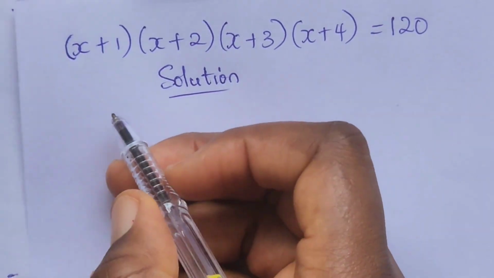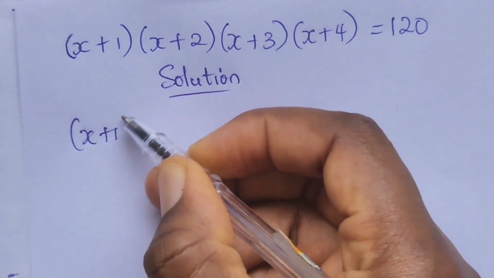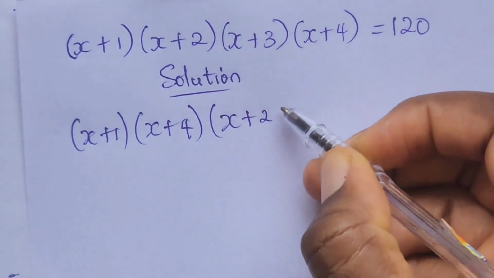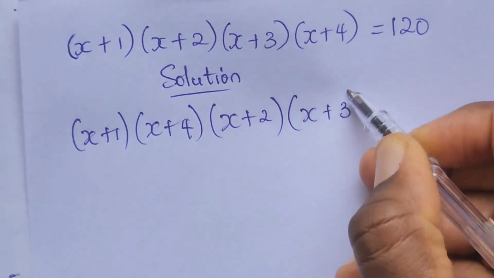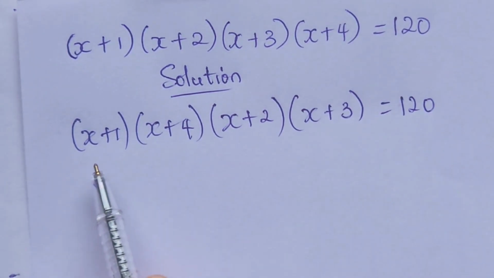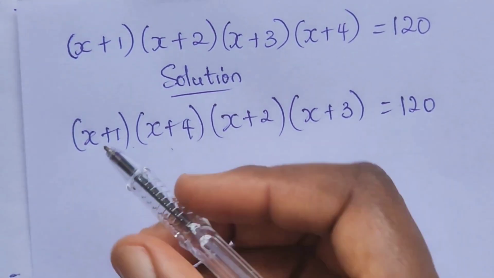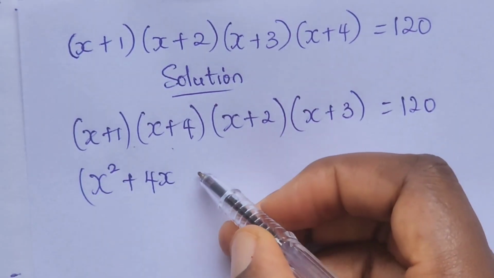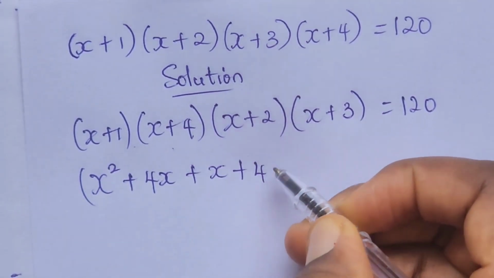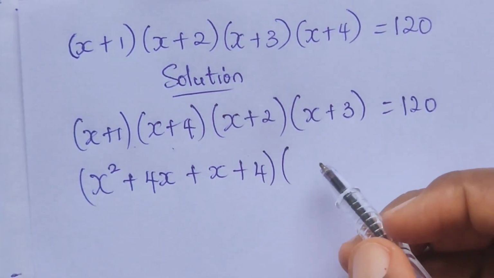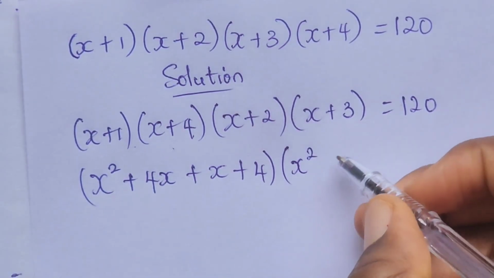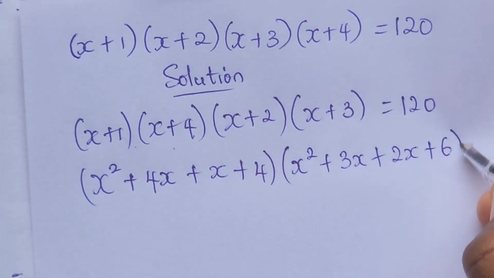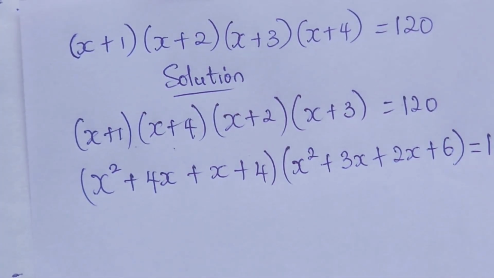So let's group this into two. We have x plus 1 times x plus 4, and we have x plus 2 times x plus 3, all equal to 120. So opening the first bracket, we have this times this. We have x squared plus 4x plus x plus 4. And we want to open this bracket. We have x squared plus 3x plus 2x plus 6, all equal to 120.